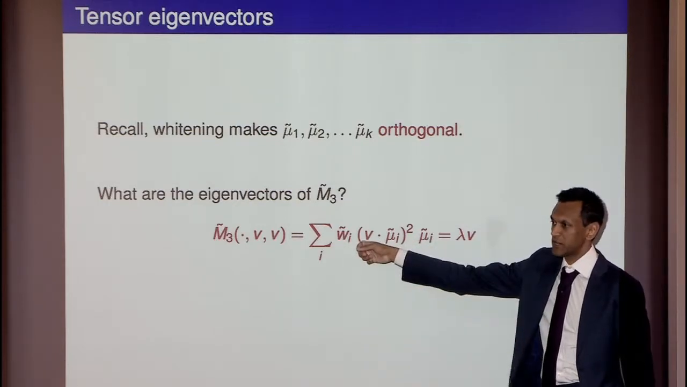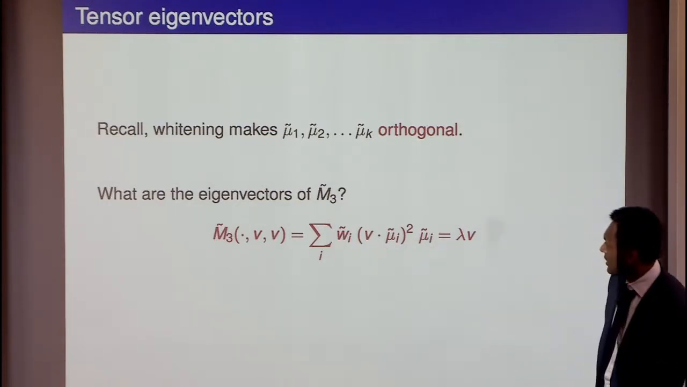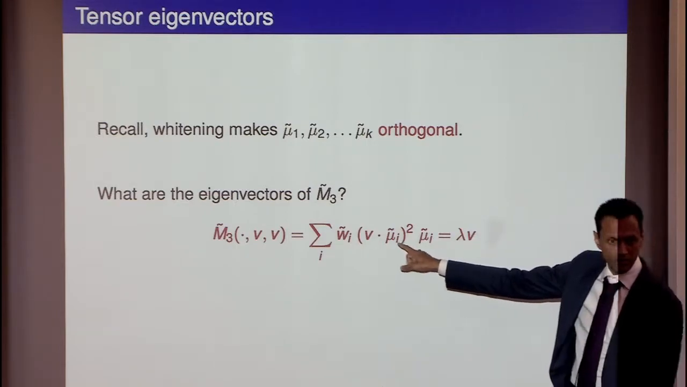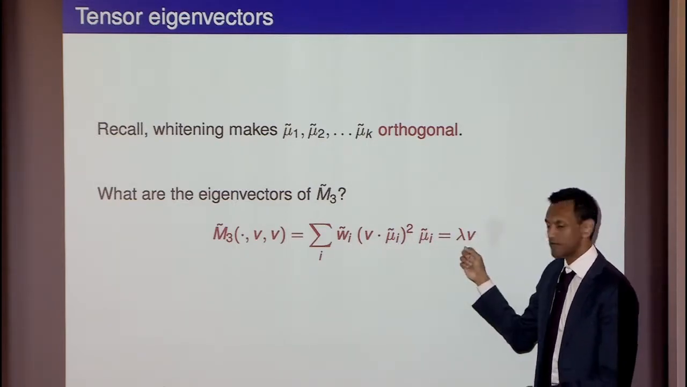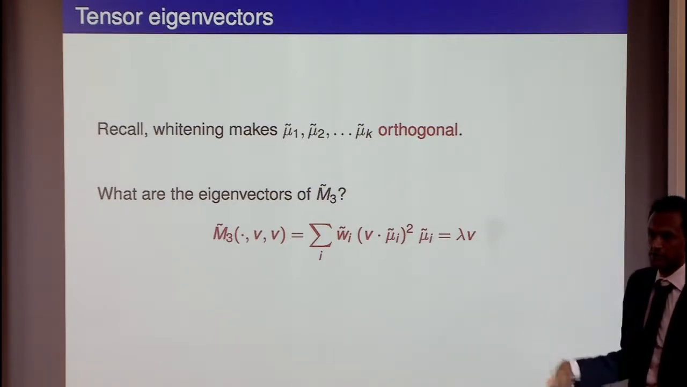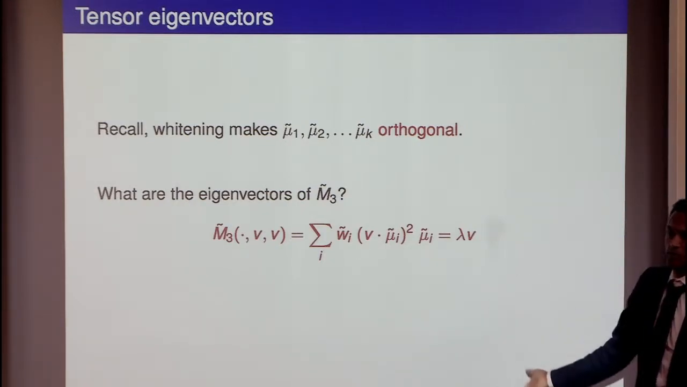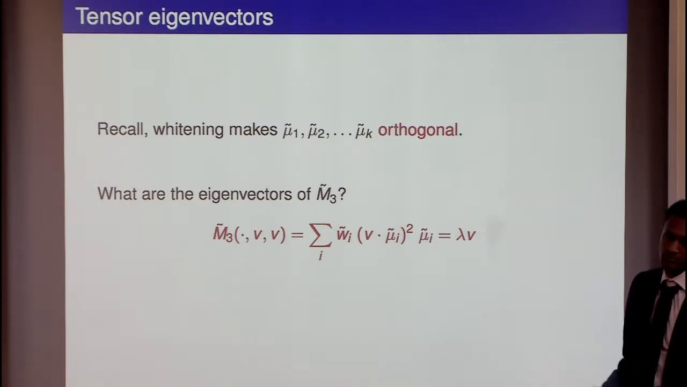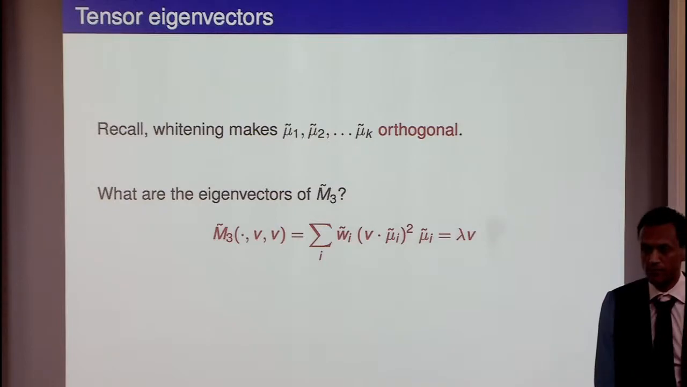We get this expression, right? Because when we hit it with v twice, we're really just hitting the mu i's, and we're trying to find a solution for this equation. And since the mu's are orthogonal, what v's satisfy this? The mu i's. And that's basically the solution. That's really the identifiability proof as well.